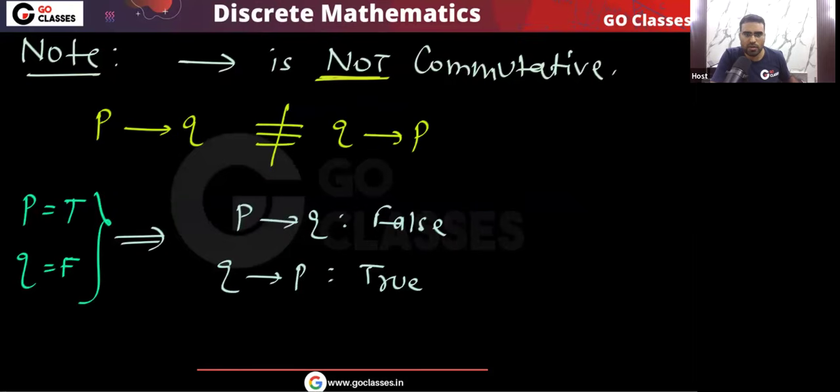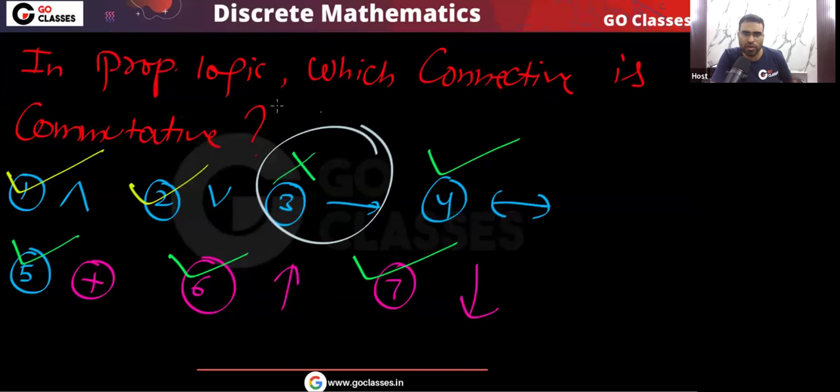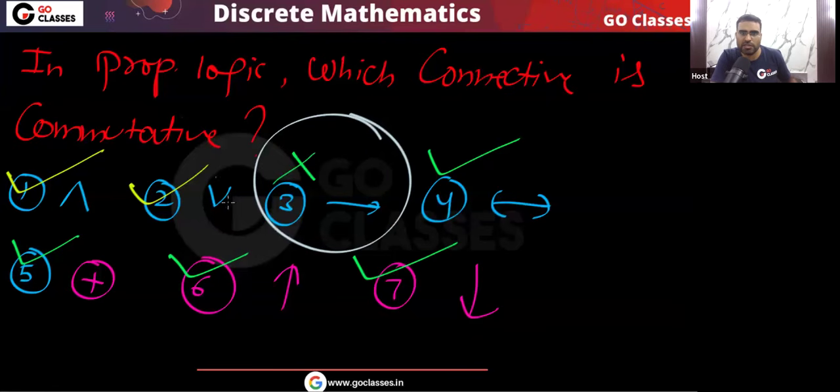So remember, in propositional logic, other than implication, all the operations are actually commutative. But implication is not commutative. I hope this point is clear. Okay, let's move on now.